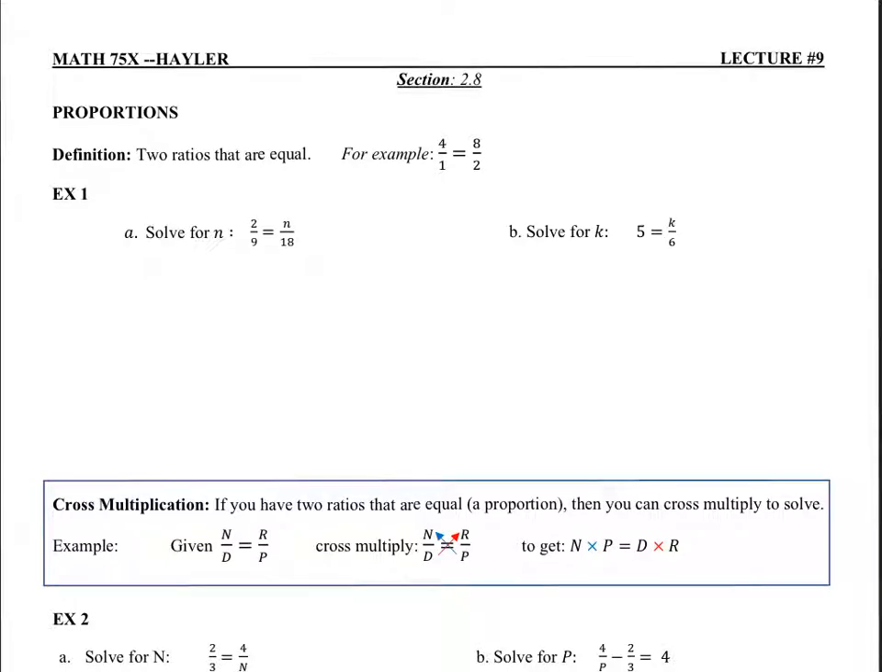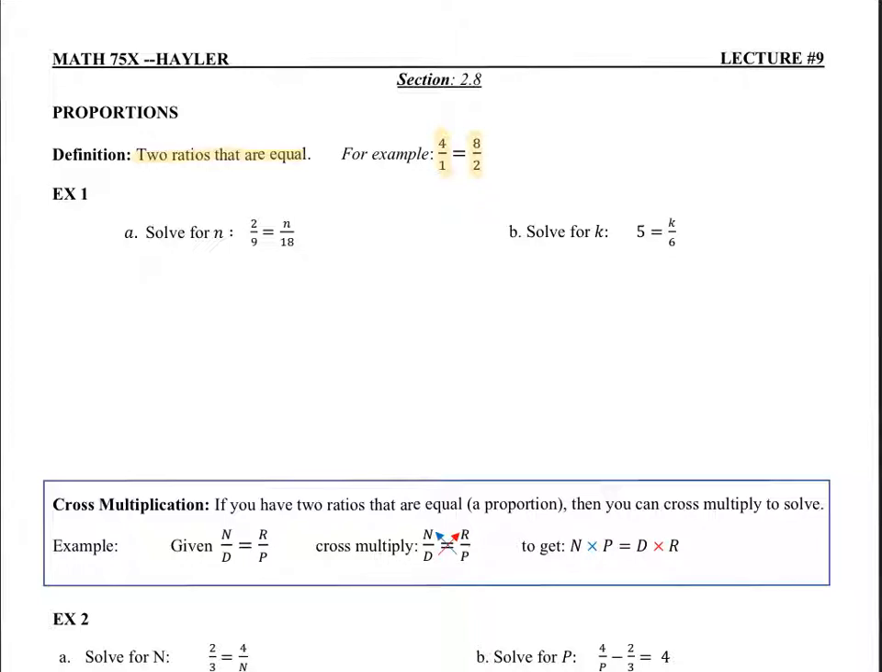Welcome to Lecture 9, Section 2.8. So we're working on proportions. The definition is that a proportion is when two ratios are equal. For example, we have this ratio equal to that ratio. That's a proportion. Or you could just say a fraction equal to a fraction.